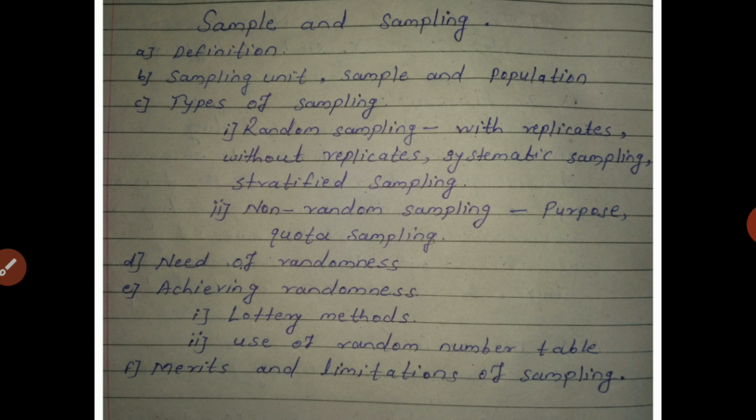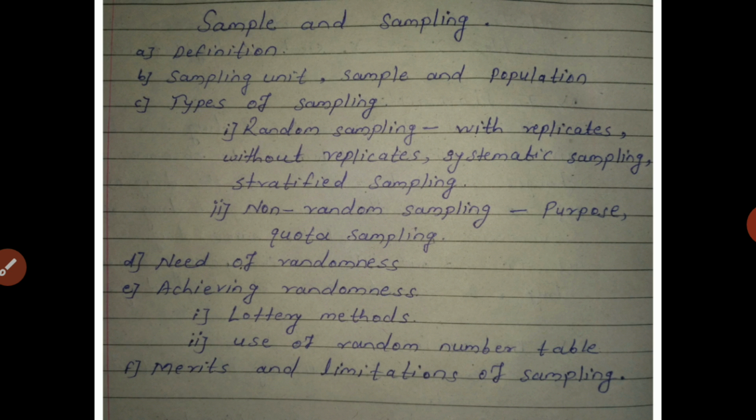This is a simple type of non-random sampling: in purposive sampling, the selection of sample is according to our purpose, and in quota sampling, it is dependent on the quota. Then we have the next point, that is the need of randomness. During sampling, there is a need of randomness, so that each and every individual unit of the population has a chance of getting selected while sampling.